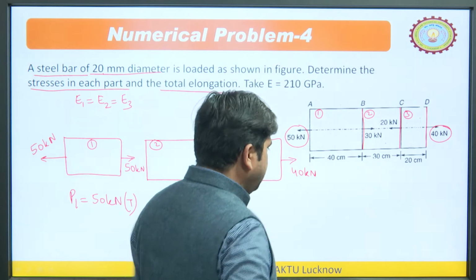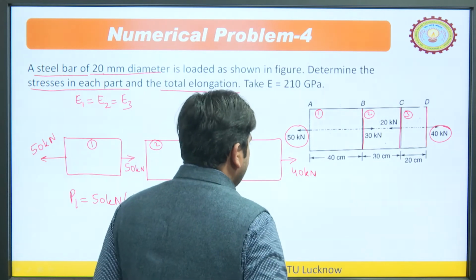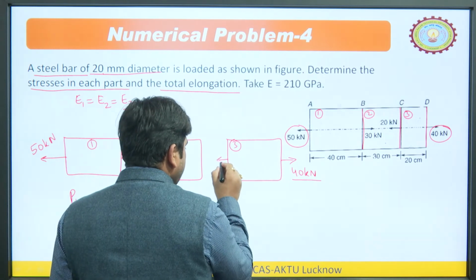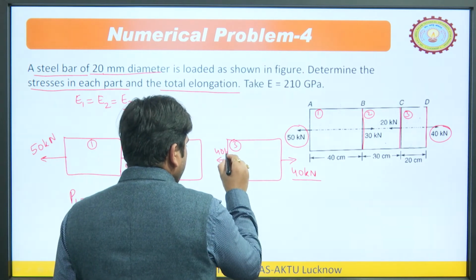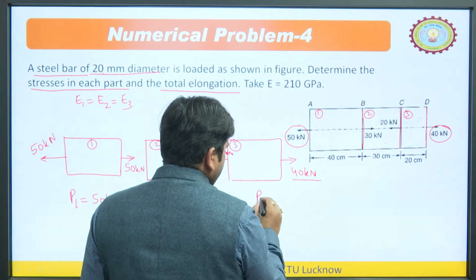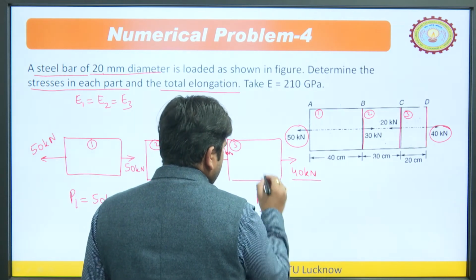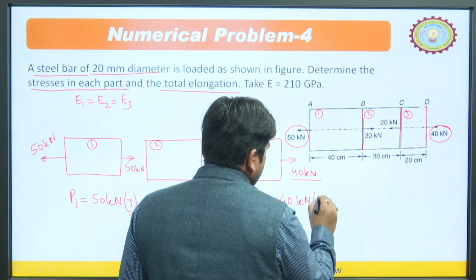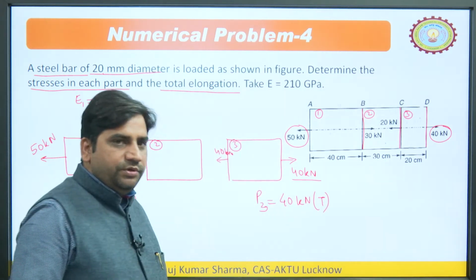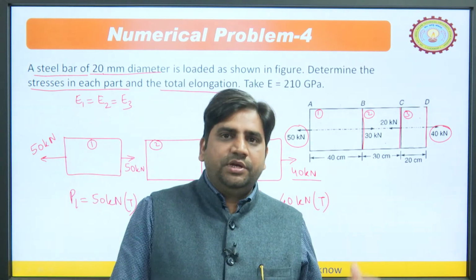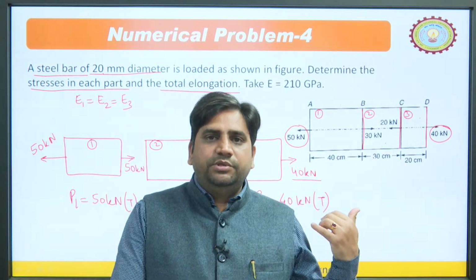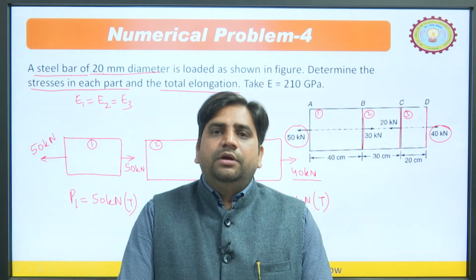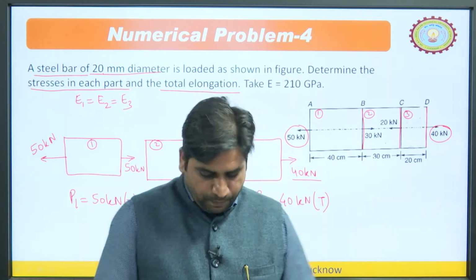So, 40 kilonewton positive. Now, the same force it must have on this side. So, apply 40 kilonewton. So, you will get P2, sorry, P3, it is the third element. So, P3 is equal to 40 kilonewton, again tensile. Now, it is up to you, if you want to consider tensile as positive, you can consider these two as positive. So, they will try to elongate the object. So, elongation would be positive or longitudinal strain would be positive.